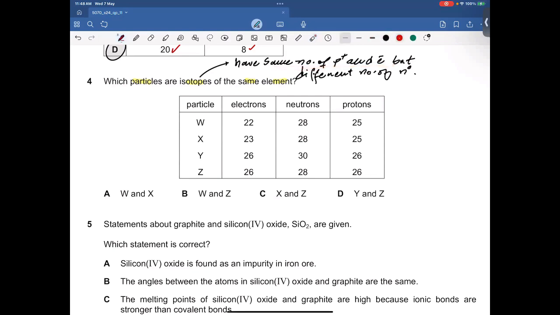So this has the same number of protons and electrons. And note that their numbers of neutrons are different, which means Y and Z are both isotopes of each other, both are isotopes of the same element. So Y and Z, which means C is going to be the right answer. Obviously this one is also incorrect, because if this has 25 protons, it should also have 25 electrons. If this has 25 protons, this should also have 25 electrons.